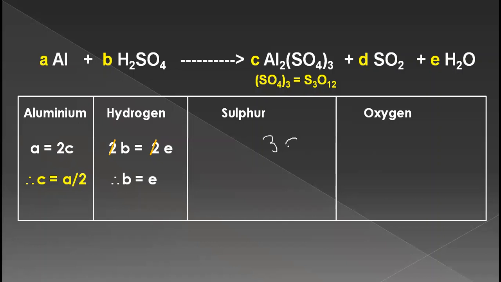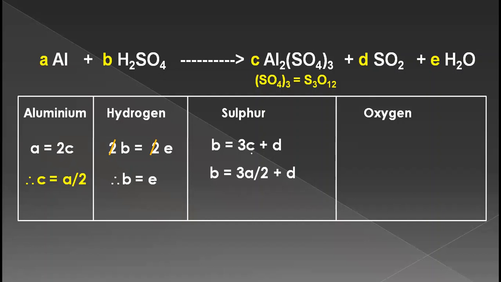And sulfur dioxide. In sulfur dioxide, we have D sulfur atoms. So the total number of sulfur atoms on the product side is 3C plus D. And on the reactant side, it is B. They should be equal because it is a balanced equation. So B equals 3C plus D. So I have got a linear equation in terms of C and D. Instead of C, I'm going to substitute A by 2. So I have B is equal to 3A by 2 plus D, because my aim is to write B in terms of A.